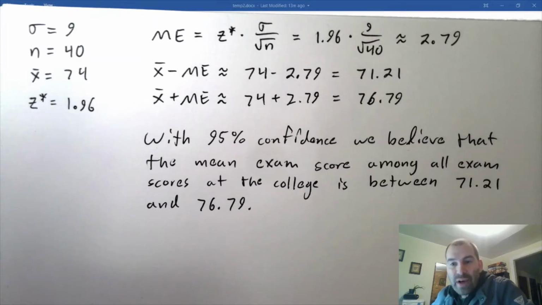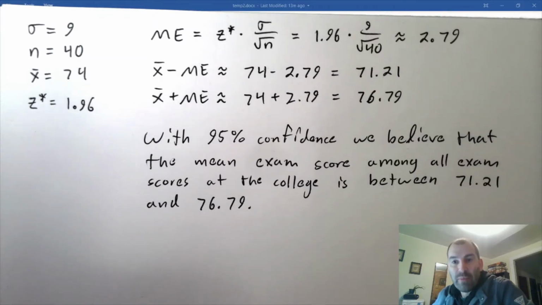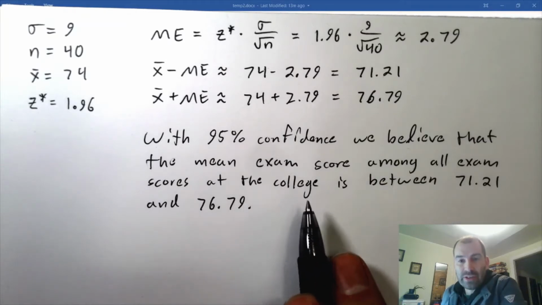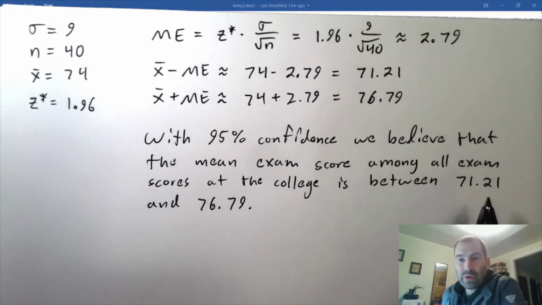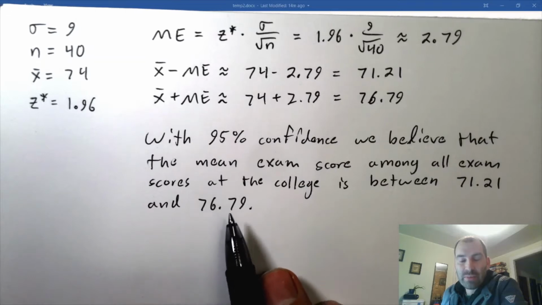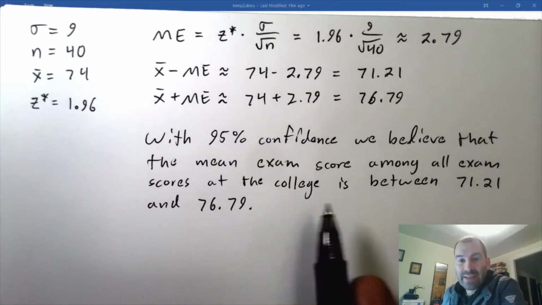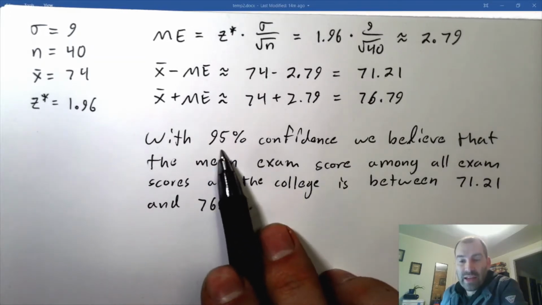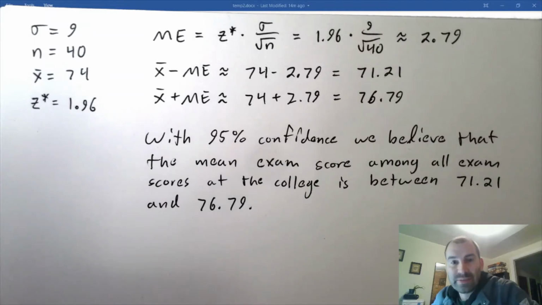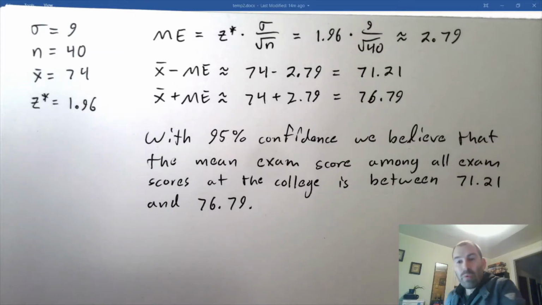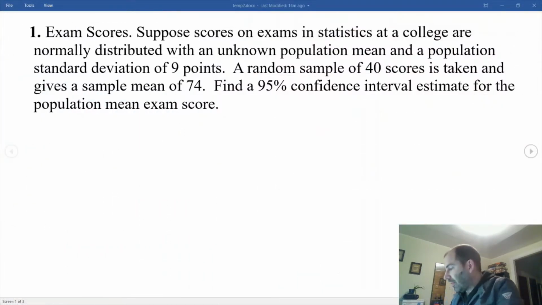With 95% confidence, we believe that the mean exam score among all exam scores at the college is between 71.21 and 76.79. That's our confidence interval, stated with our level of confidence. Okay, this is what we did in the last video. So what we're going to look at next is an example where we don't know the population standard deviation.